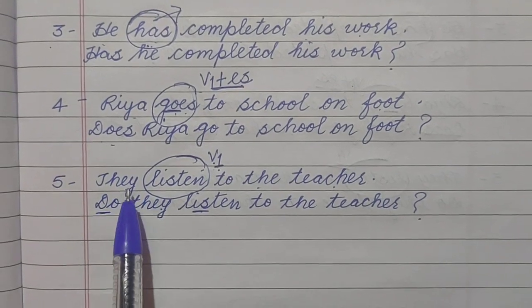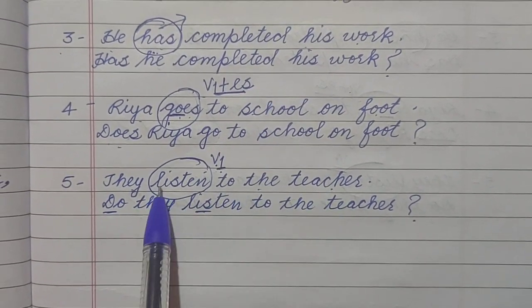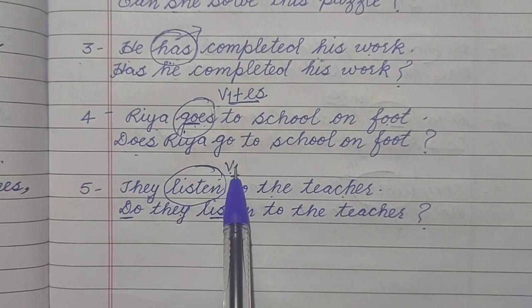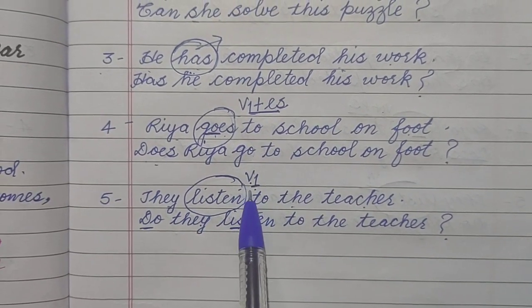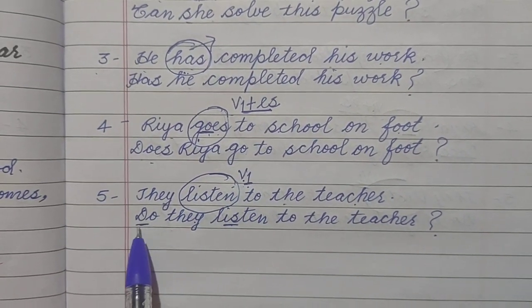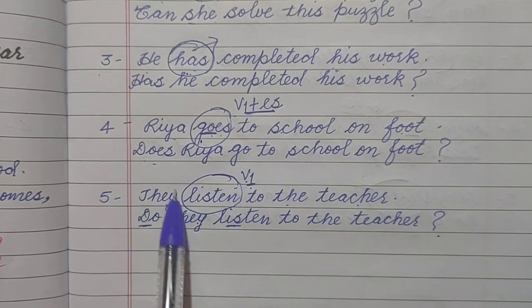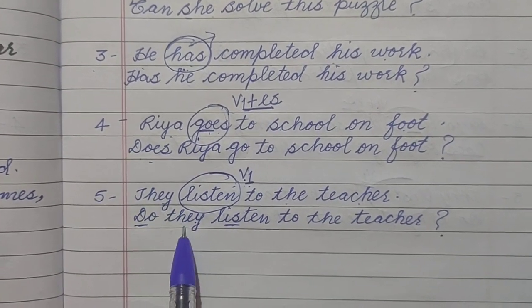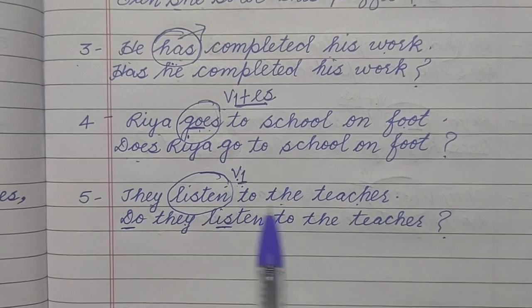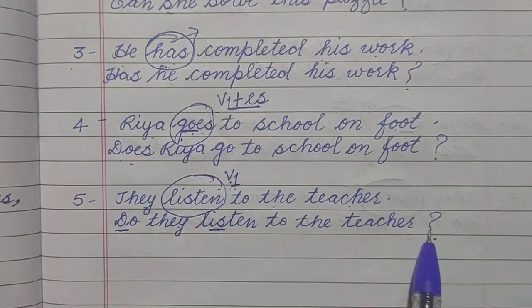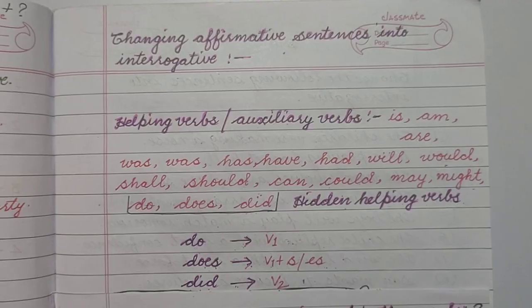Now next one, they listen to the teacher. We have to check the verb first, that is V1. If V1 is there, it means do is hidden. So first we have to write down do, then the subject, that is they. After it the main verb listen, then rest words to the teacher, then at last question mark.